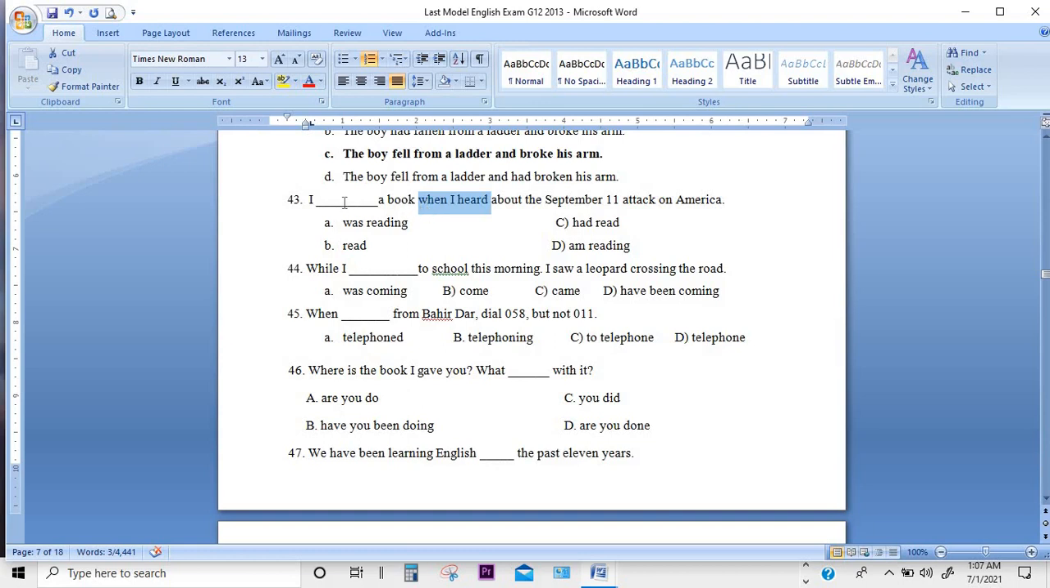Okay, so here the blank space should be a past continuous tense action interrupted by the shorter action, which says when I heard about the September 11, or at that time. So the first action should be what? Past continuous tense. Was reading is our answer.